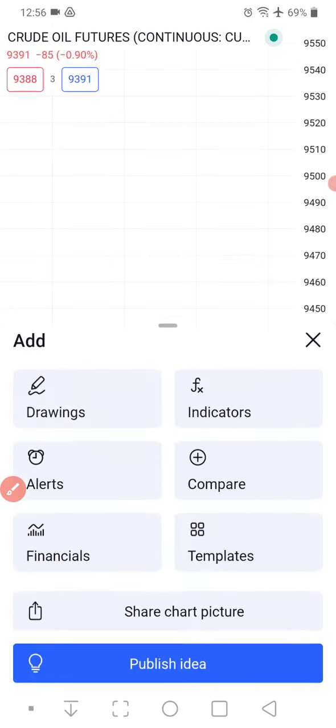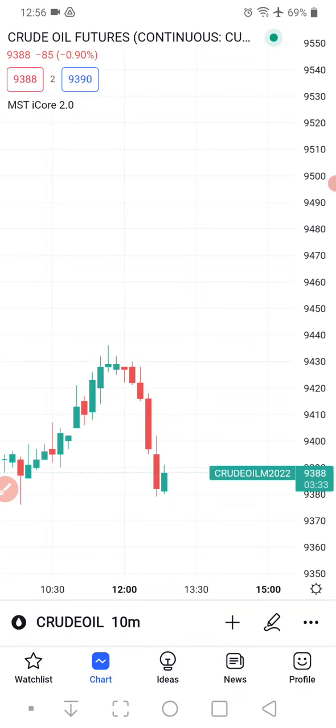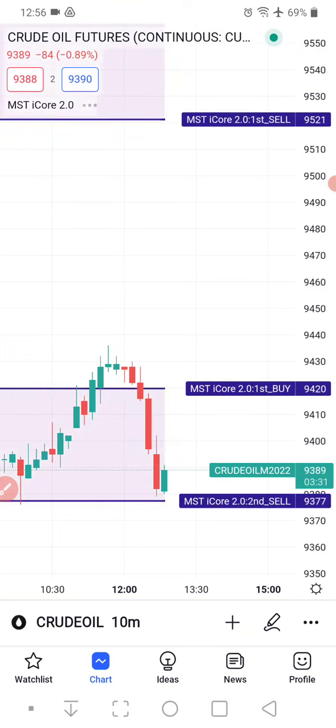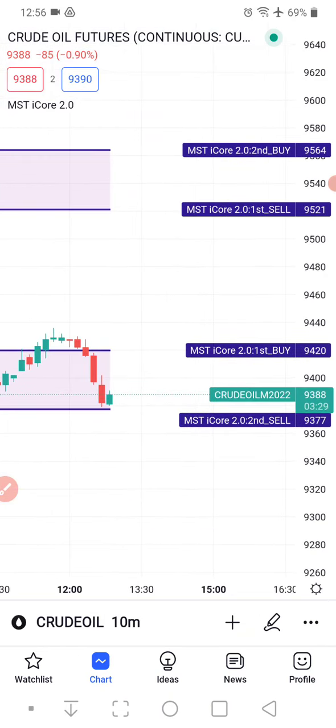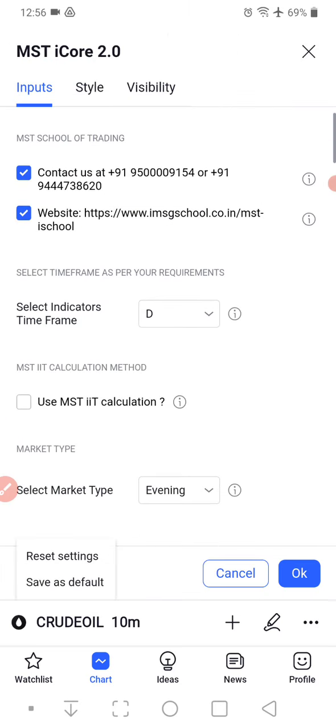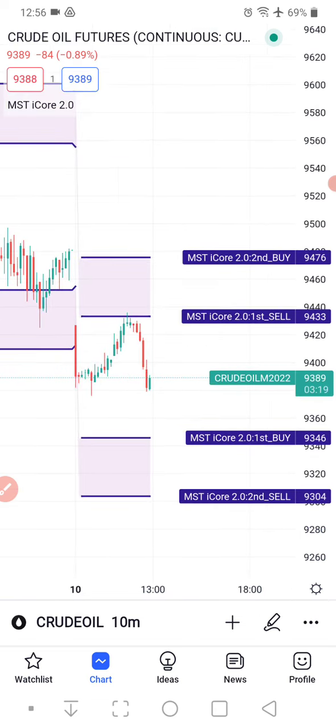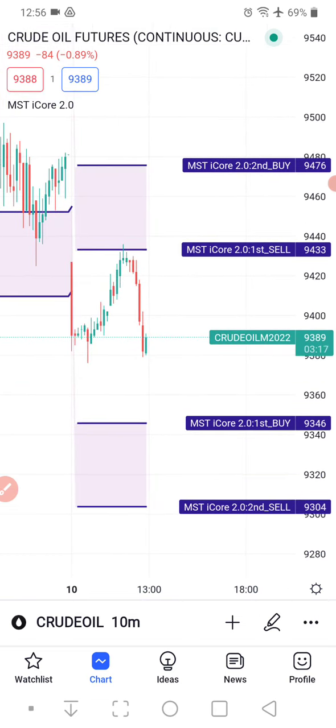Now I will go once again here, select the indicator and give one click. Automatically my indicator got added here. Come here and I give default settings. Okay, default settings. So perfectly the sell got activated and it is coming down. So hope it is clear.